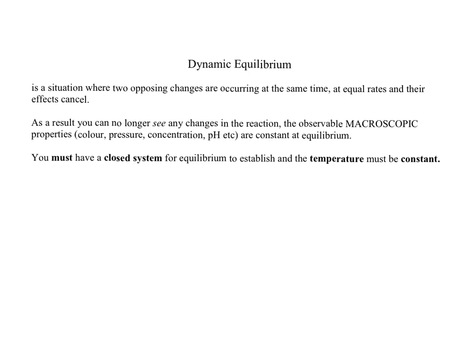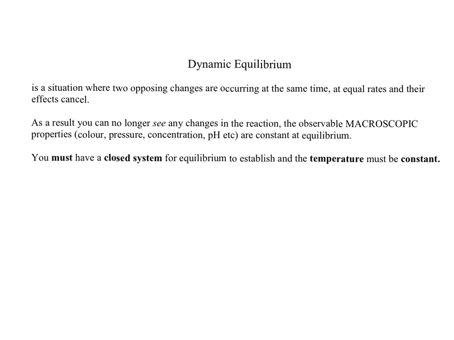Dynamic equilibrium. Equilibrium is our next topic of discussion, and it's called a dynamic equilibrium because it's a situation where two opposing changes are occurring at the same time at equal rates and their effects cancel. It's dynamic because it's constantly happening. As a result, you can no longer see any changes in the reaction, so it'll look like the reaction has stopped.